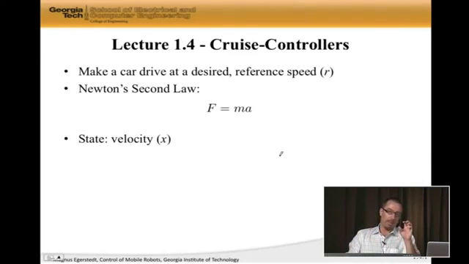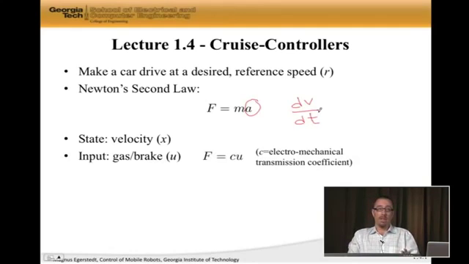Well, in this case, since what we're going to do is try to make the velocity do the right thing, let's say that the velocity of the car is the state. So x is going to be the speed at which the car is driving. Now, acceleration, a, is simply dv/dt, right? It's the time derivative of the velocity, or the change in velocity as a function of time. So we can relate the velocity to the acceleration.